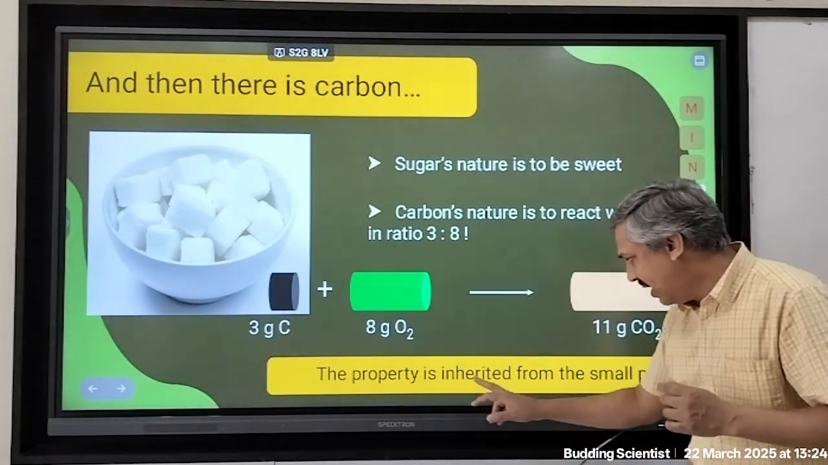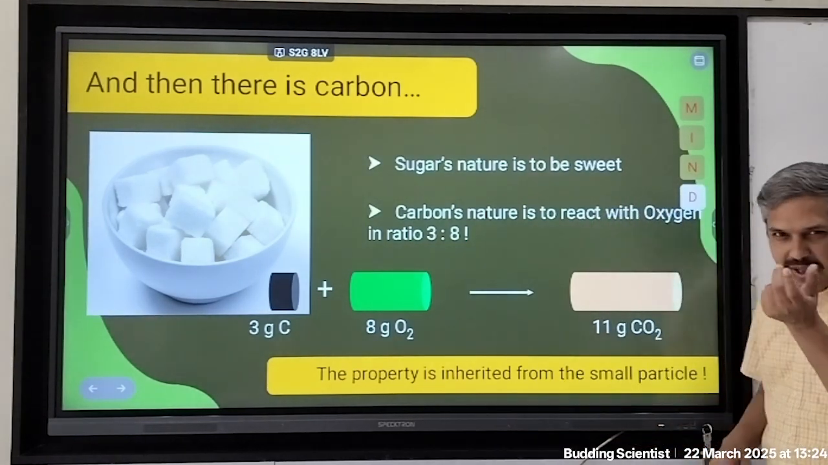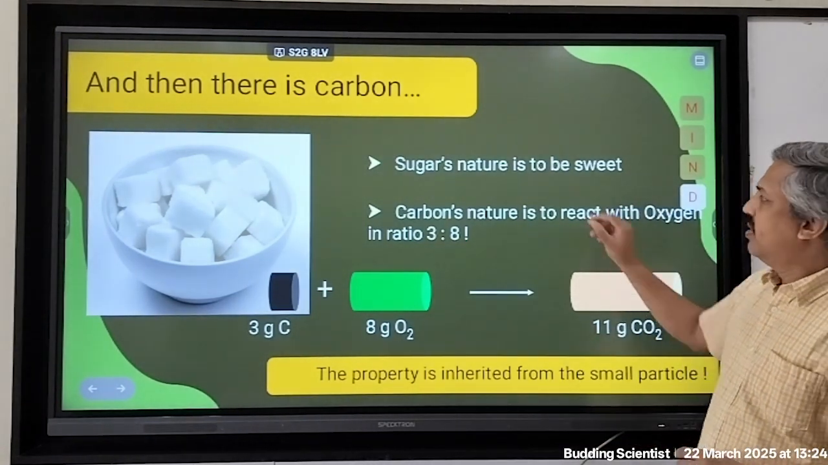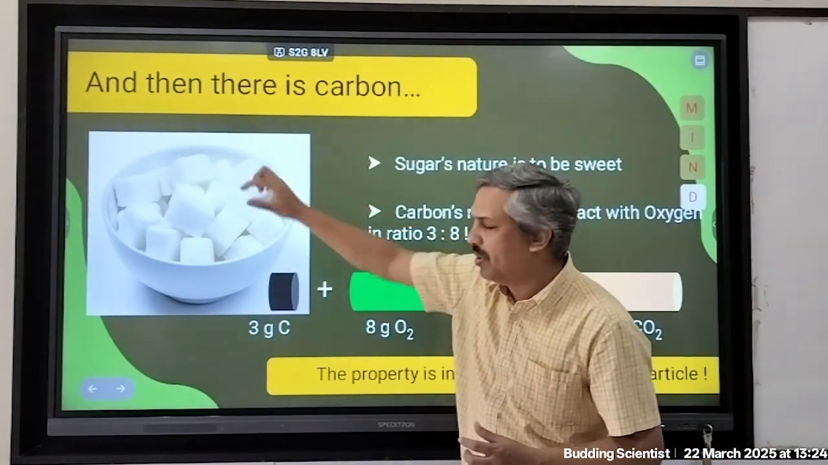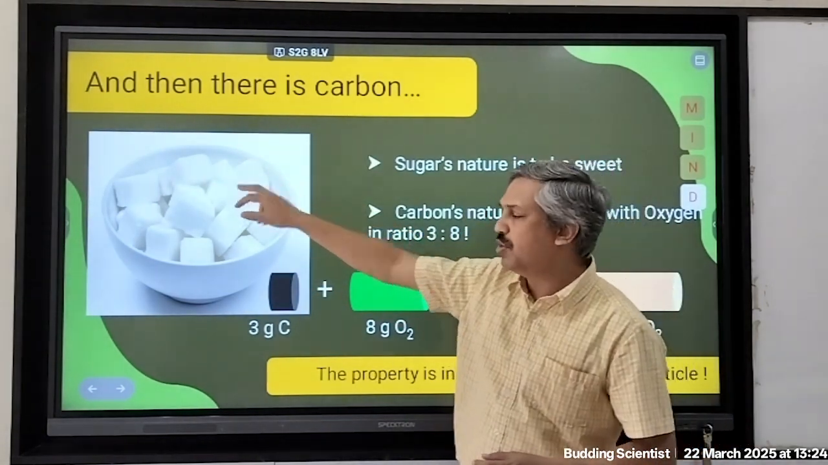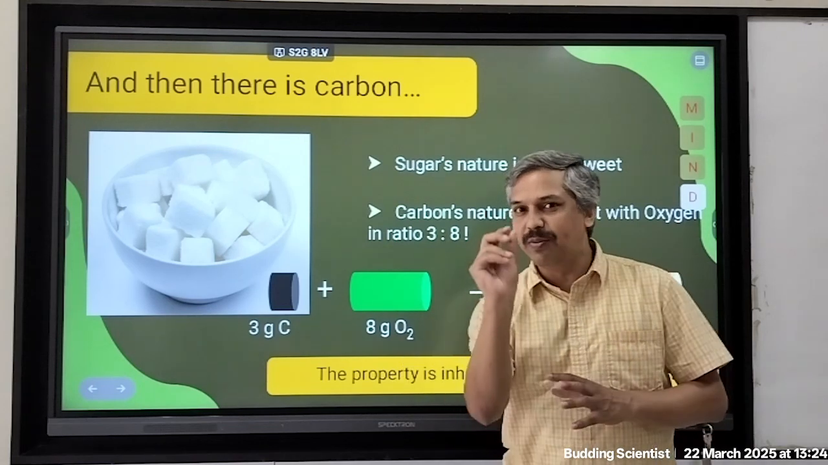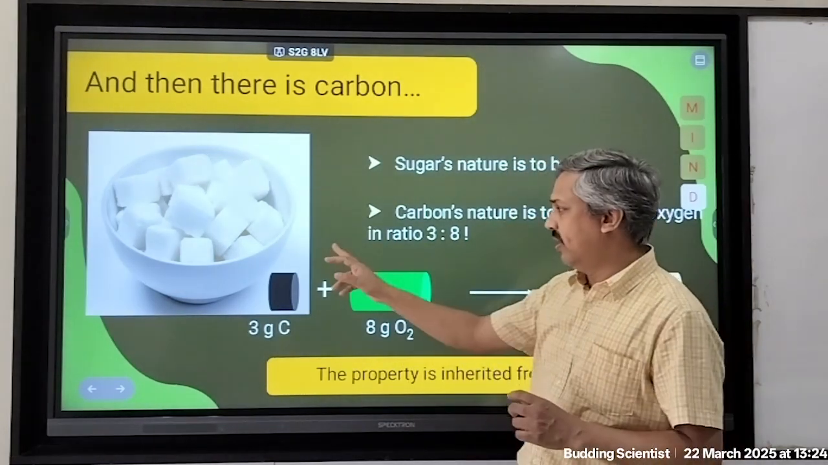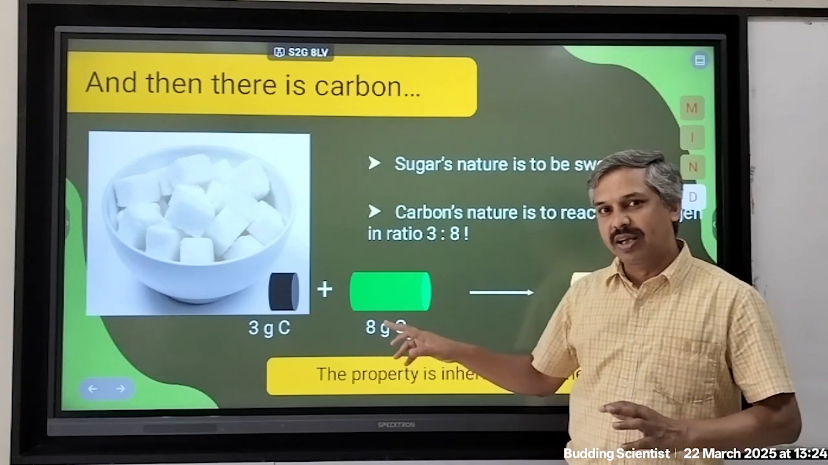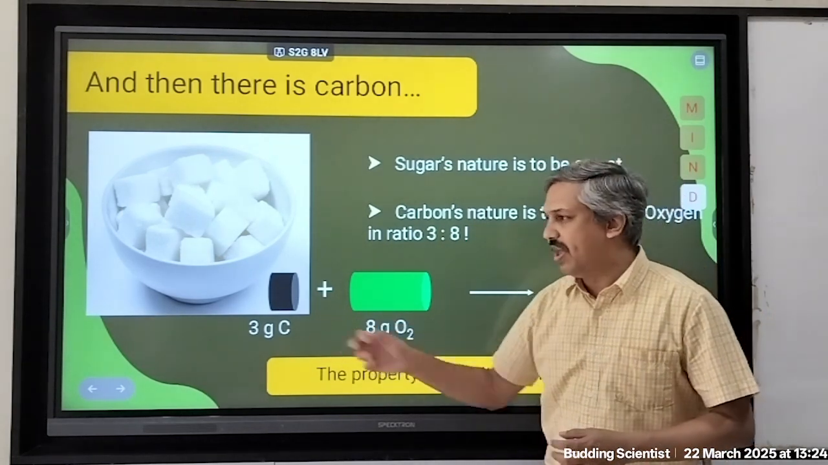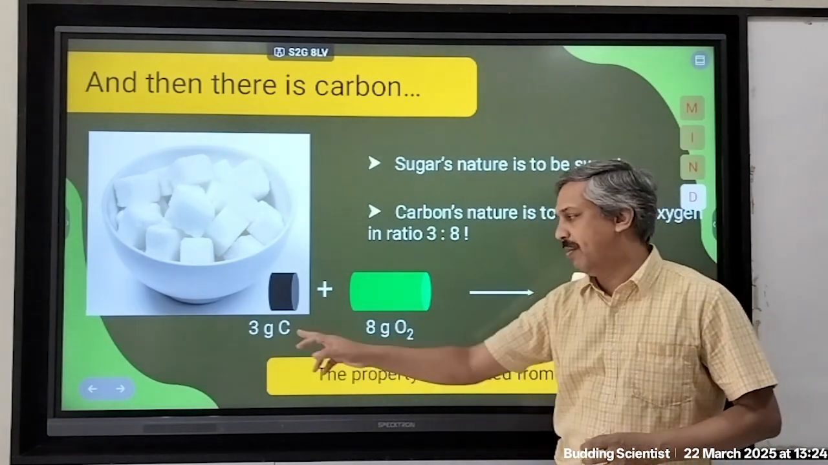The property is inherited from the small particle. Just like tiny sugar particles come together and the sugar cube is formed, the sweetness of the sugar cube is a result of the sweetness of the small particles. Similarly, the property of reactivity of carbon is a result of the reactivity of the small particles of the carbon element.